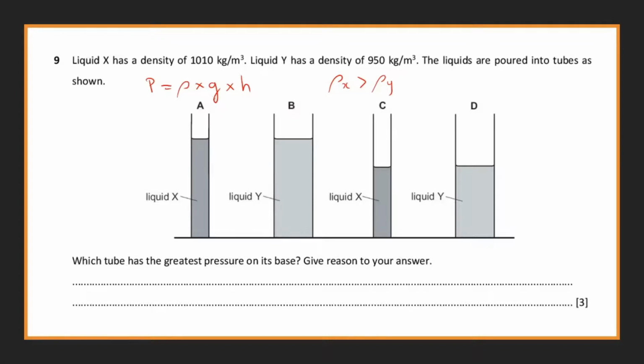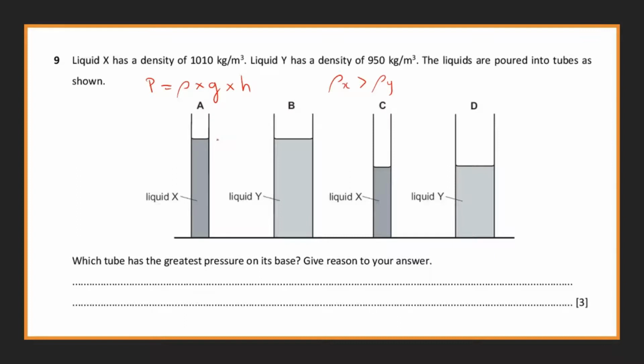So that leaves us with only two tubes here, A and C. The four of them experience the same acceleration due to gravity, so we can skip that part. Now let's compare the depth of the liquid. Between A and C, tube A has greater depth than tube C. So, we have to choose tube A to produce the greatest pressure on its base.